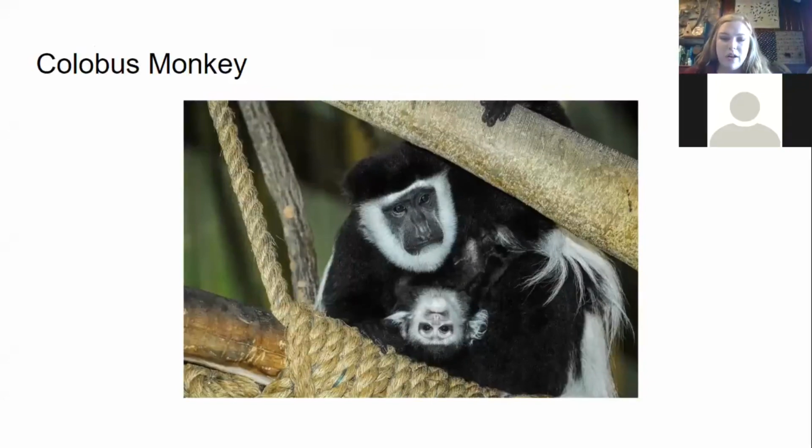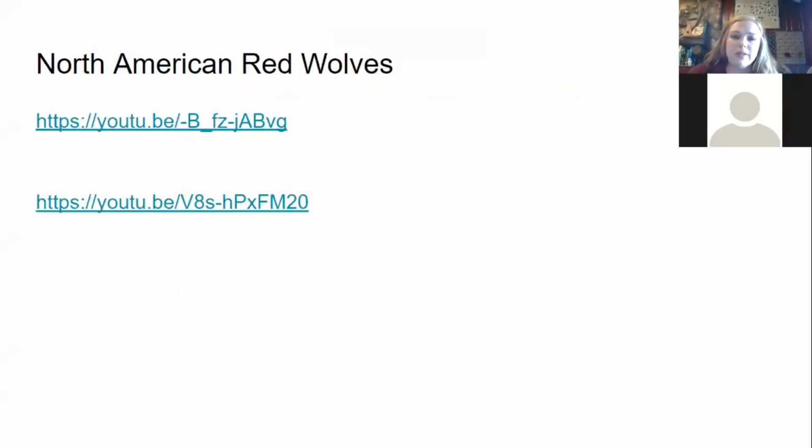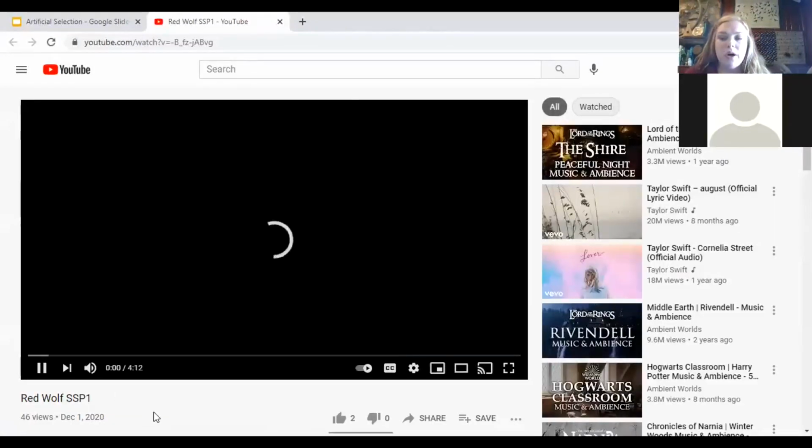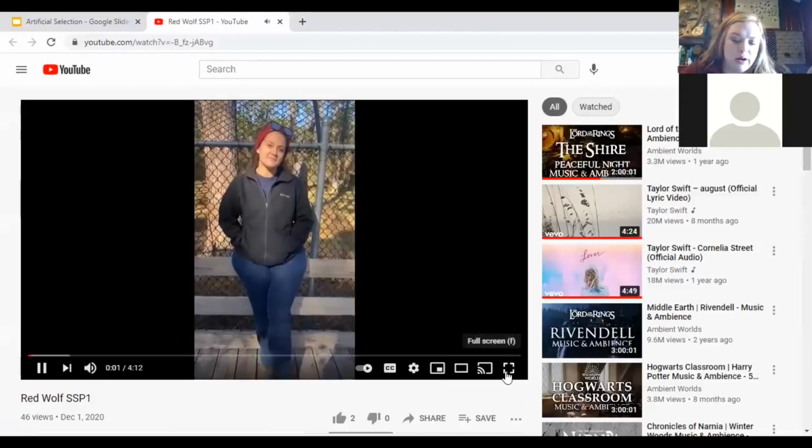So next we've got the colobus monkeys. Again, we talked about how at this time we're not currently breeding the colobus monkeys. Now we've got the red wolves, and you're about to see Wea. Wea is our female that I had mentioned earlier, and Taylor is going to be talking about Wea and SSP and how red wolves are involved with SSP here at Cheehaw.